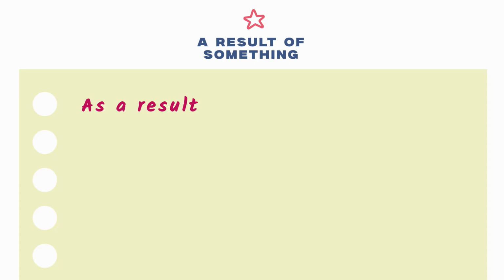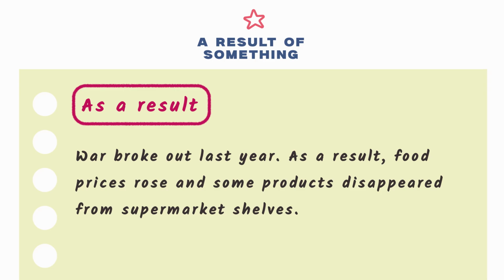The first one is "as a result." Now let's use it in a sentence. War broke out last year. As a result, food prices rose and some products disappeared from supermarket shelves. So this is the way to talk about a result of an event. So this event led to this as a result.